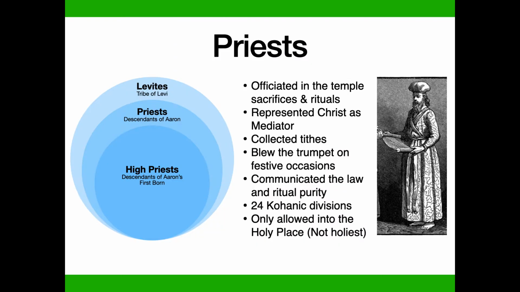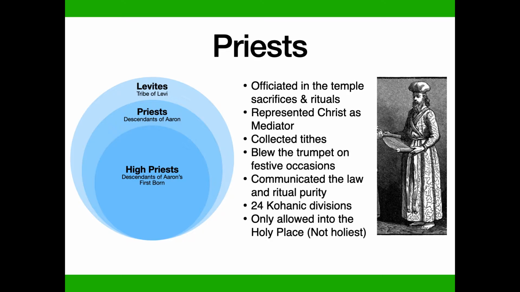So moving on to the priests, they had to be descendants of Aaron and of the tribe of Levi. Now these are the ones that actually officiated in the temple sacrifices and rituals. You would take your animals to them. You would slaughter them, and then they would put the pieces of the sacrifice upon the altar and so forth. They represented Christ as a mediator, and they collected the tithes. They blew the trumpet on festive occasions. They communicated the law and the ritual purity to the people.